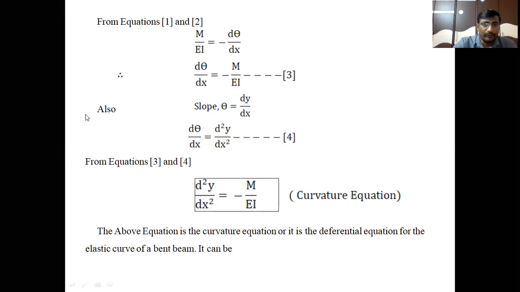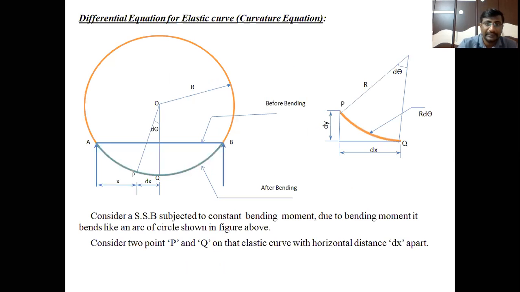Also, we know that slope is equal to theta, which is equal to dy by dx. The slope of that curve is dy by dx. Let us take a curve again. Here the slope of the curve at point Q with respect to P is dy by dx, because it makes some angle with respect to P. The slope between P and Q is d theta.